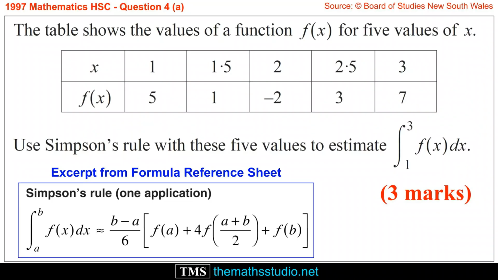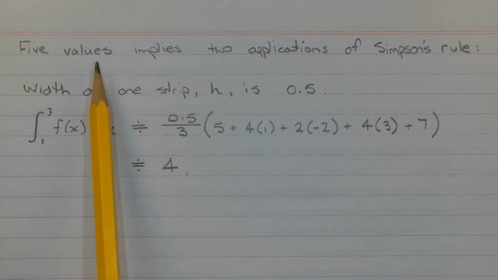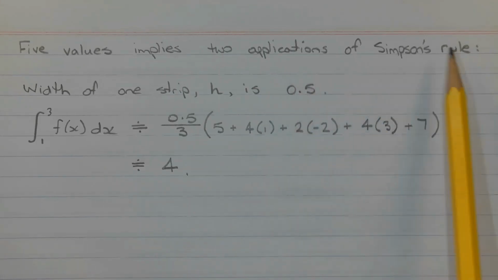Question 4, Part A. The table shows the values of a function f of x for 5 values of x. Use Simpson's rule with these 5 values to estimate the integral of f of x dx from x equals 1 to x equals 3. 5 function values provided implies 2 applications of Simpson's rule.